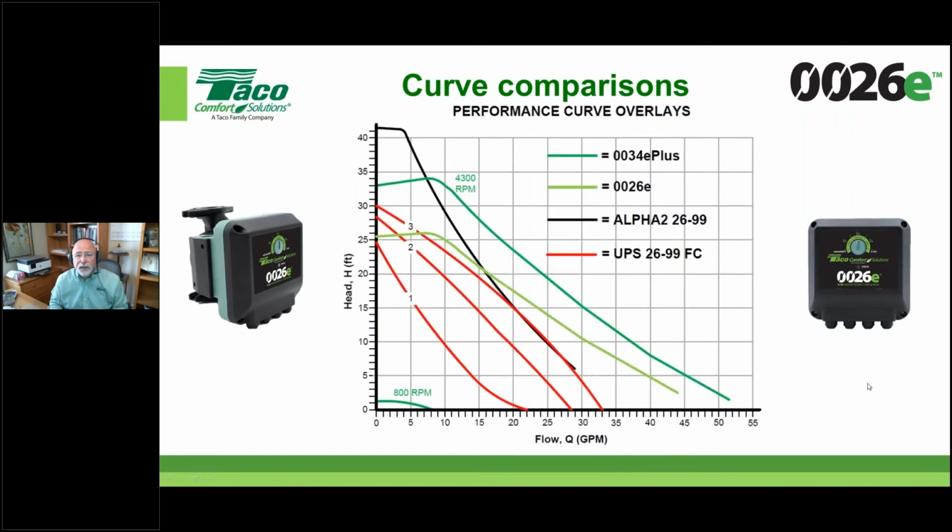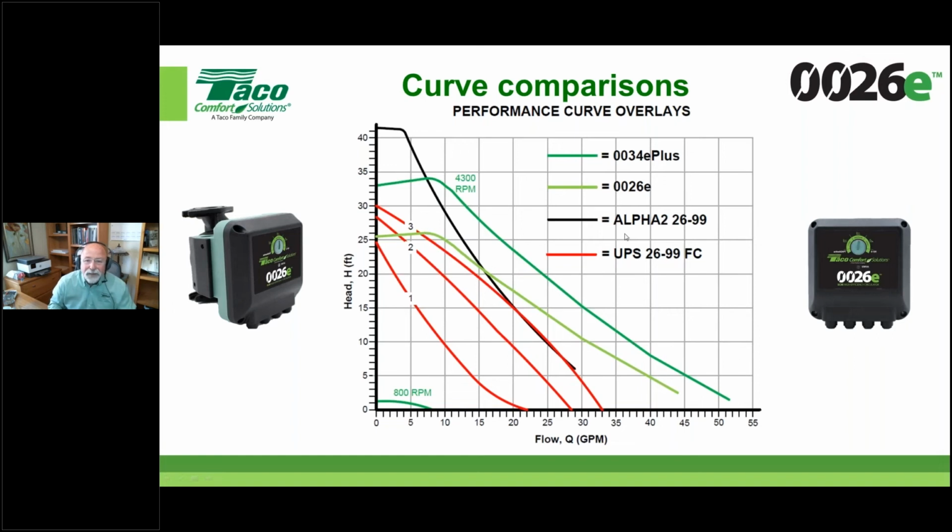So here's something I drew up just to kind of give an idea of where this circulator falls. I'm showing you the one we introduced last year, the 0034E, and I'm showing you the 0026E and kind of where it falls. Okay, here's some competitors that are out there, and you'll see that both these circulators fall in very good spots. You know, somebody might say, well, this particular circulator goes way up here. But if you really look at the whole picture, that's only good up to about 6 or 7 gallons a minute. Once we're at 6 or 7 gallons a minute, we exceed what that circulator can do.